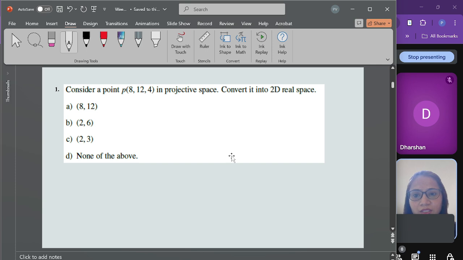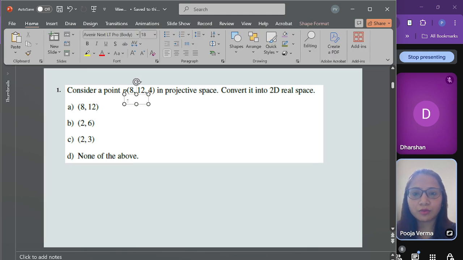The first question is: consider a point P, (8, 12, 4), in the projective space. Convert it into 2D real space. Any guesses, or do you want to move forward first? I'm giving you some time so that you can at least make some choice for this question, then I will solve it. Recall that the point is given in the projective space, and now we need to convert it into a 2D real space.